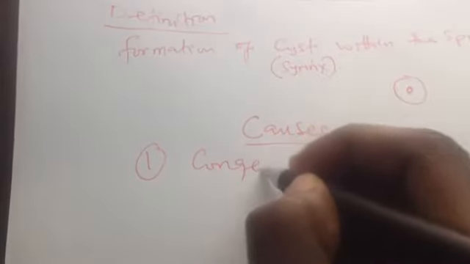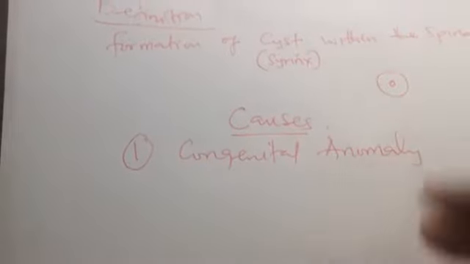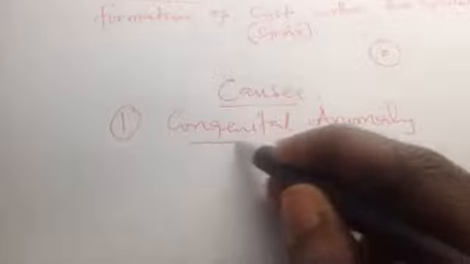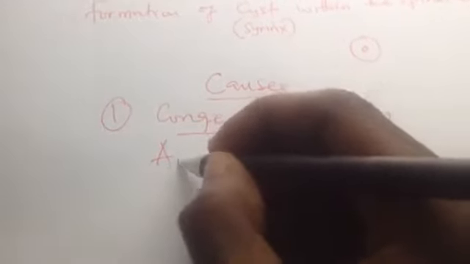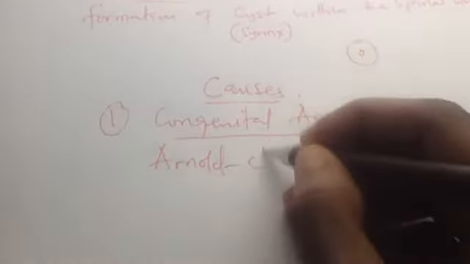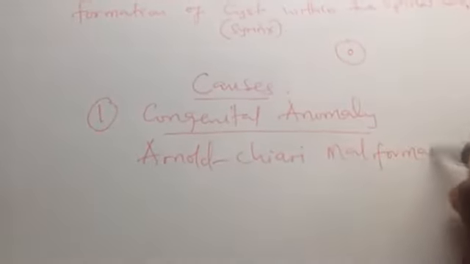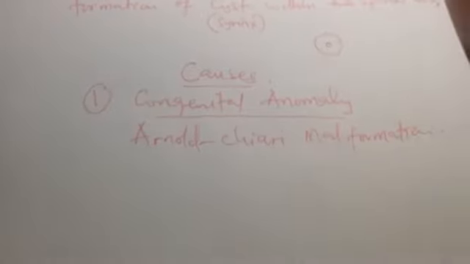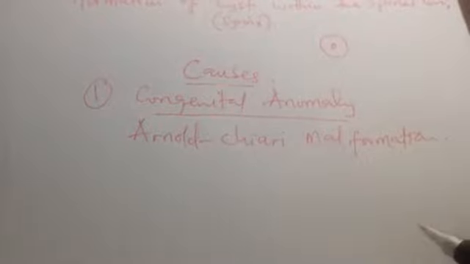Now we are going to see the etiology, that is the causes. What causes syringomyelia? Number one, and the most common cause, is a congenital abnormality. The most common disorder that causes this congenital type of syringomyelia is called Arnold-Chiari malformation.